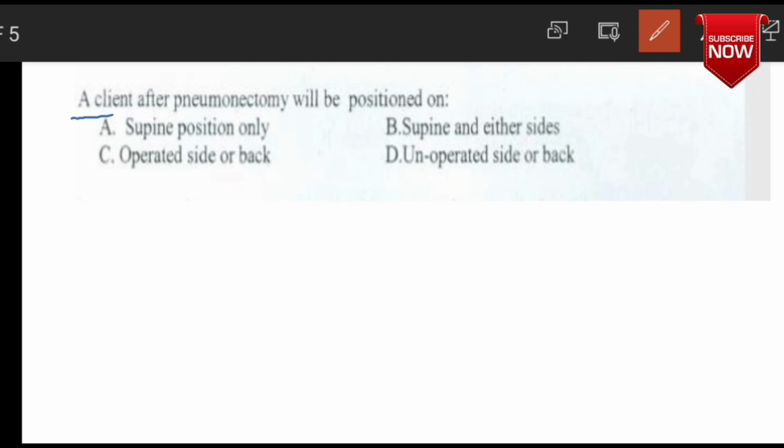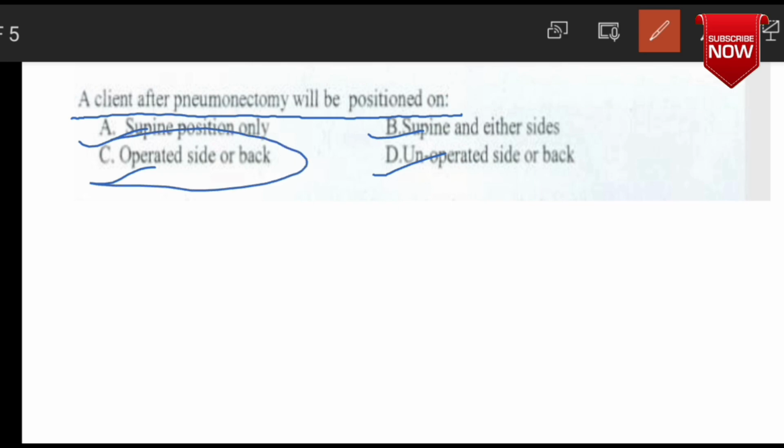Next question is, a client after pneumonectomy will be positioned on. Option A, supine position only. Option B, supine and either sides. Option C, operated side or back. Option D, unoperated side or back. The correct answer is operated side or back.